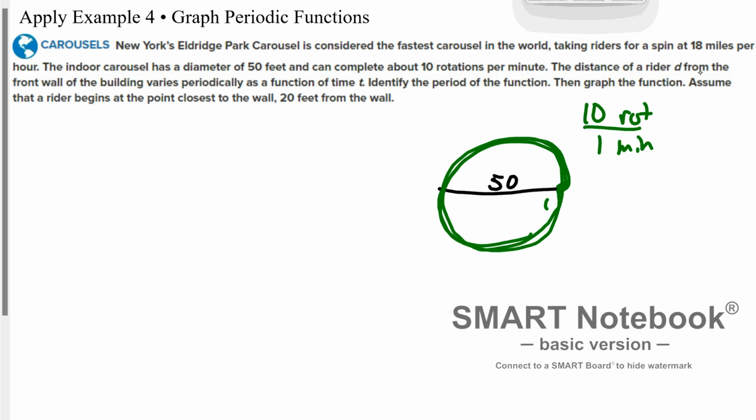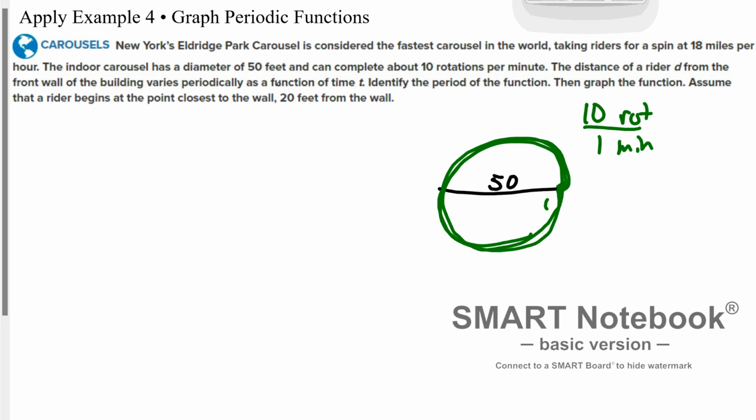The distance of a rider from the front of a wall of the building varies periodically as a function of time. So they're just saying I can tell how far a person is from the wall next to the carousel by having some type of sine function or cosine function. So we want to identify the period of the function. How long does it take to repeat itself? And then we want to graph that function.